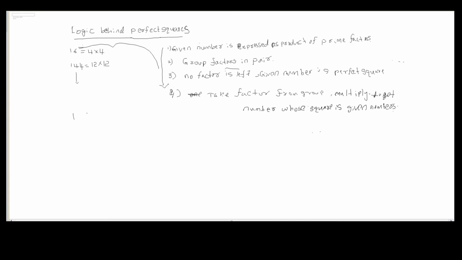See, in order to understand, let's suppose, for example, let y be a perfect square. Assume a number is a perfect square. Definitely, y can be expressed as some x squared.